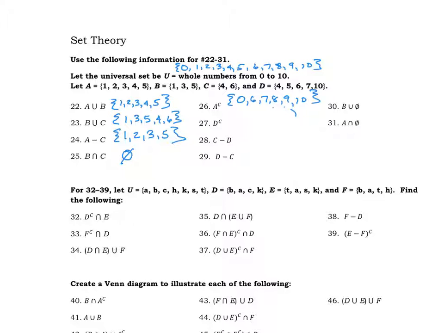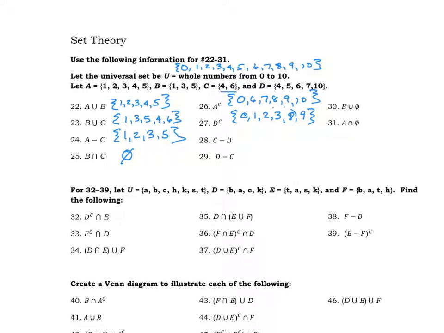Now the complement of D, what's in D? 4, 5, 6, 7, and then 10. So you look to the universal set, we have 0, 1, 2, 3. Okay, D has 4, 5, 6, 7. So then we need 8, 9, and then set D has 10 in it. So there we go.